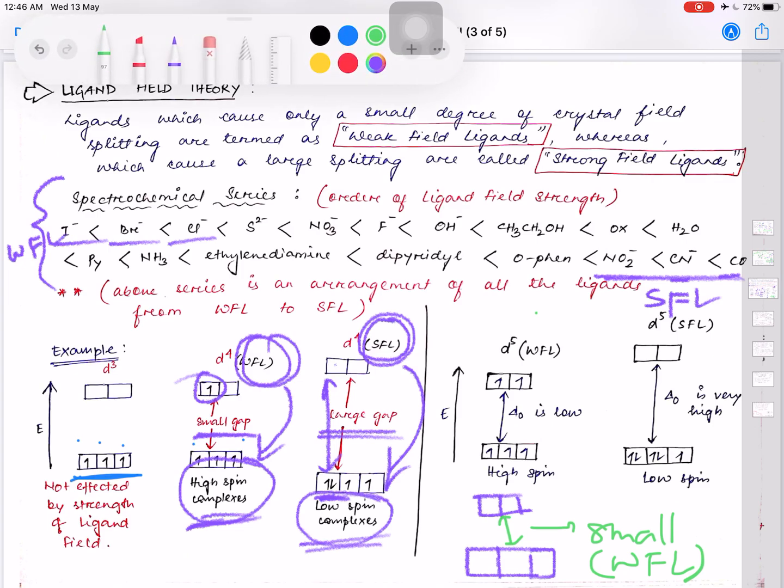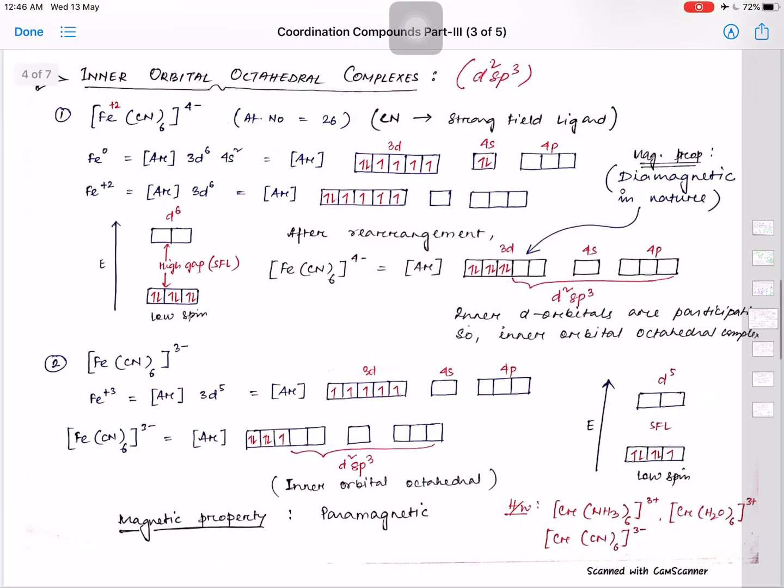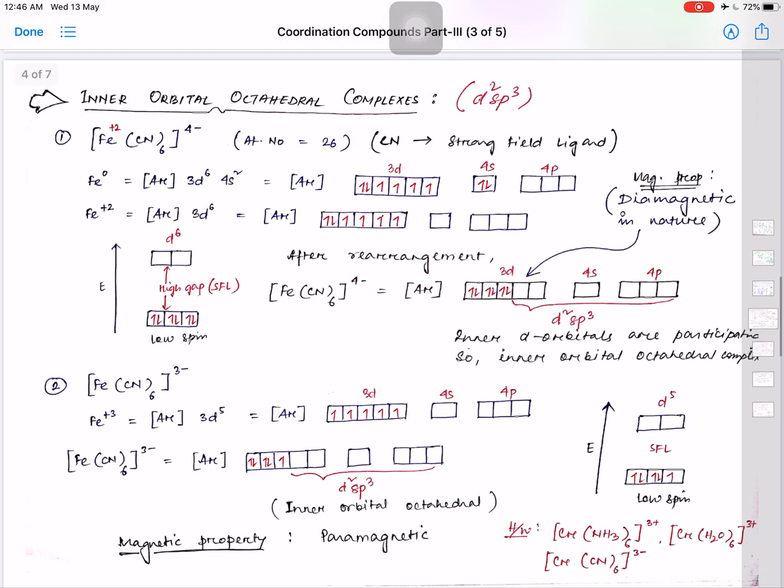okay. Now same thing, let us take the example of D5. We have this one. Say if the gap is very low, then we will put 1, 2, 3 in the T2G level and 4, 5 in the EG level, okay. And if the gap is high, say we have a strong field ligand, then we'll put 1, 2, 3 then 4, 5 like this, okay. Means we'll get low spin complexes, clear.